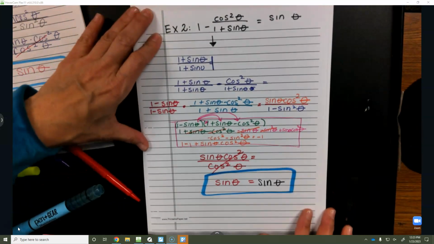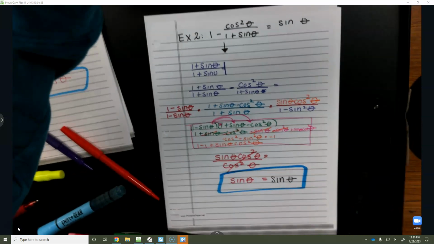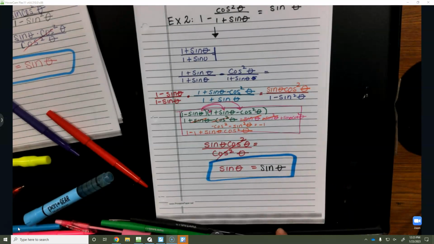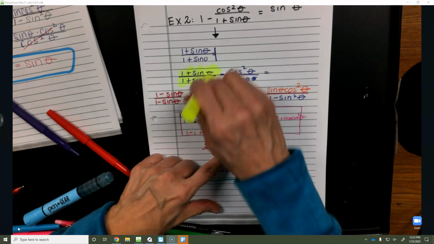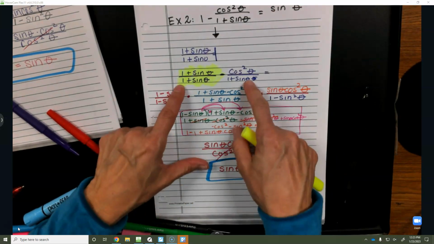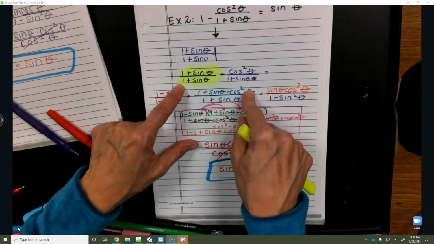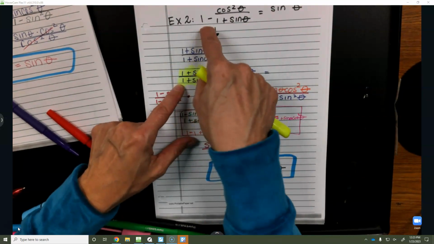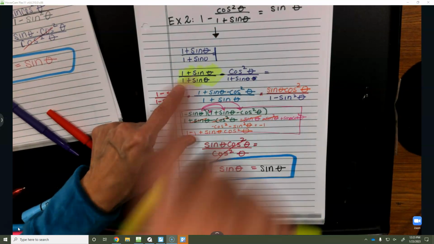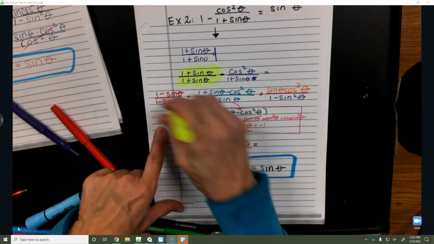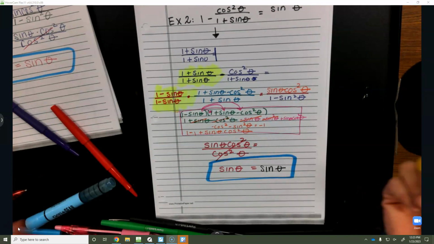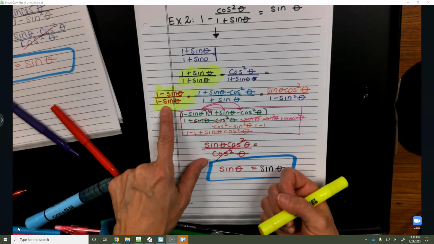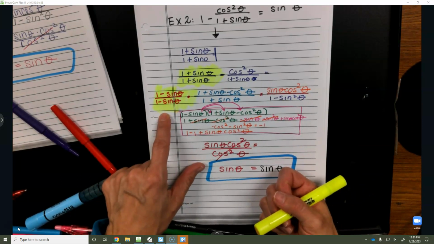I'm just going to review these steps for you guys. All right, step 1. Step 1 was right here. We rewrote this 1 so we could combine the left side. If you see a whole number of a 1, you better rewrite it to combine it. And then after we did that, y'all, we got stuck. There was nothing else I could do. So when there's nothing else I could do, that's when I multiplied by the conjugate.